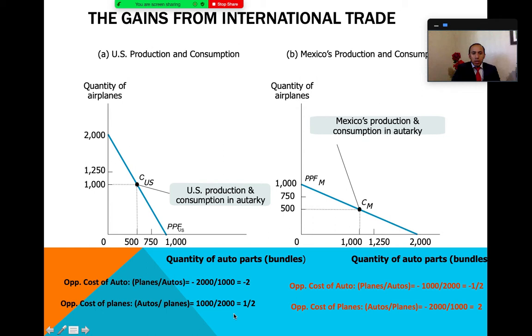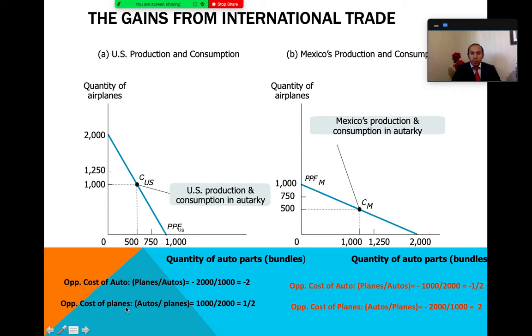Here we're looking at the opportunity cost of auto production. If we produce autos, they go on the bottom axis, with a maximum production of 1,000 autos. We're assuming full specialization. To produce 1,000 autos, we have to divert resources and give up the production of airplanes. So airplanes go on top, and we are giving up 2,000 airplanes to produce 1,000 autos, a ratio of 2 to 1. The opportunity cost here is -2. The opportunity cost of producing one auto is 2 planes.